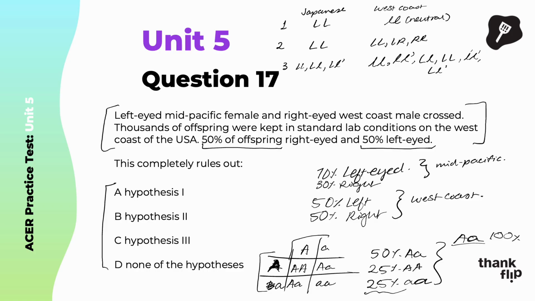Because you could flip a coin 100 times and by chance get heads 100% of the time. There's no guarantee that you're going to get exactly 50%. You're probably not going to get heads 100% of the time, but you may get heads 60% of the time and tails 40% of the time. That's how probability works. And so you can't actually rule out any of these hypotheses based on this one experiment. And therefore the answer is D.